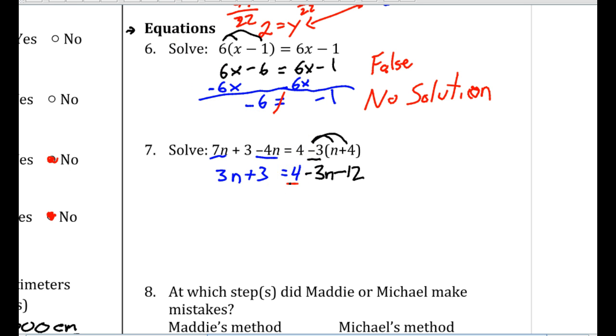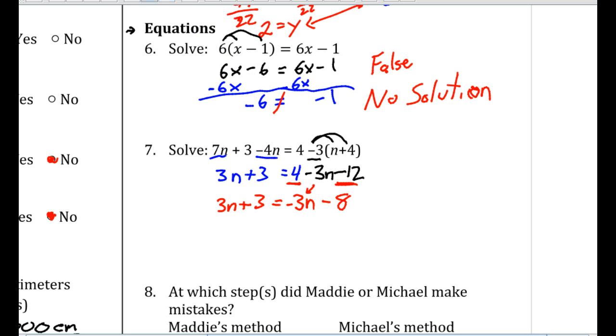Back to the right side, you can see you have a 4 and a minus 12. Okay, so negative 12 plus 4 would be negative 8. So now we have negative 3n minus 8. And I just brought this down and combined the negative 12 and positive 4. You get negative 8. Bring this down, stays the same.